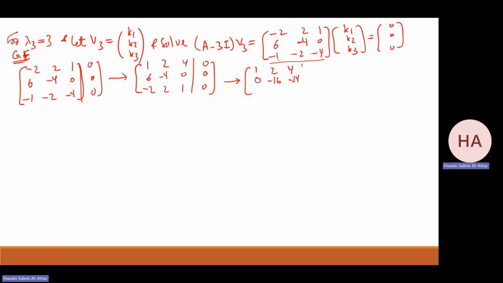Multiply by 2 and add. This is 0, 0, 0. That will not be affected. By 2 and add, that will be 0. By 2 and add, that will be 6. By 2 and add, that will be 9.